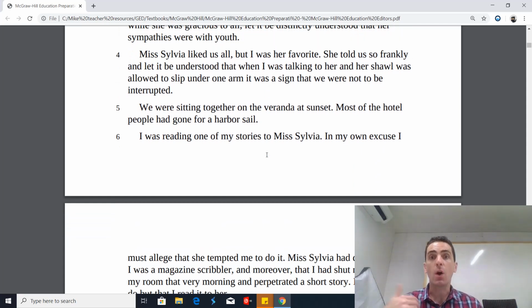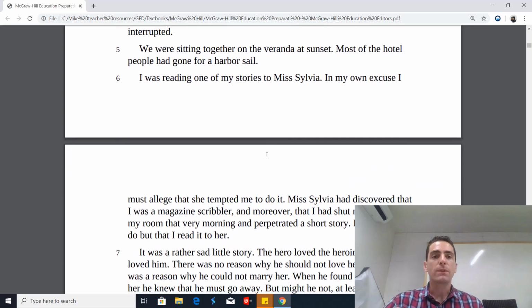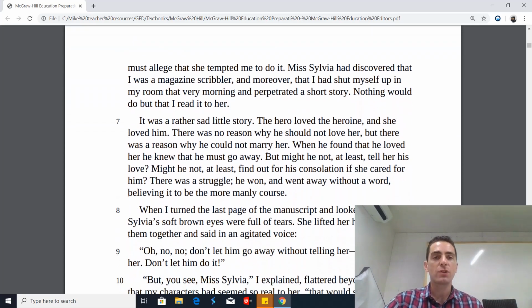Miss Sylvia liked us all, but I was her favourite. She told us so frankly and let it be understood that when I was talking to her and her shawl was allowed to slip under one arm, it was a sign that we were not to be interrupted. We were sitting together on the veranda at sunset. Most of the hotel people had gone for a harbour sail. I was reading one of my stories to Miss Sylvia. In my own excuse, I must allege that she tempted me to do it. Miss Sylvia had discovered that I was a magazine scribbler.